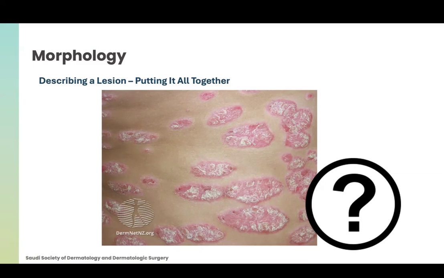Okay, in the chat, some people wrote: multiple lesions with well-defined border plaque. Okay. Scaly. Multiple well-defined erythematous salmon pink plaques with scales. Perfect. Perfect. Very good.